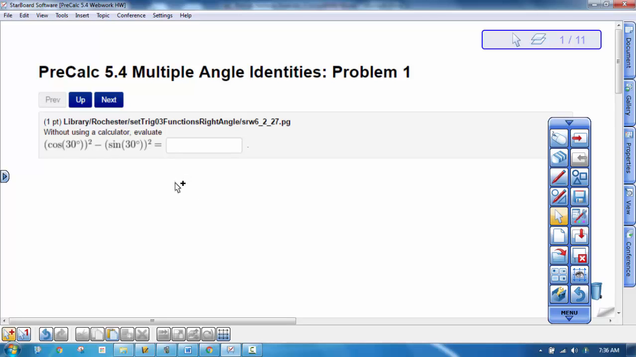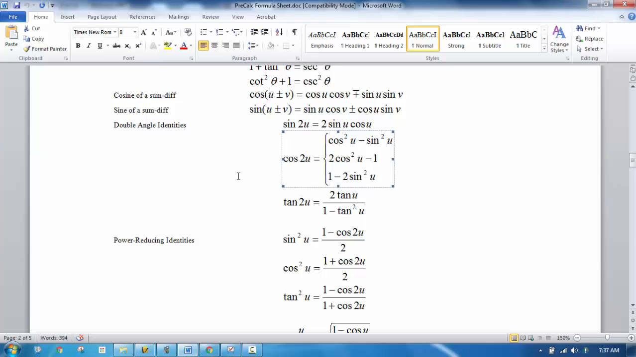Okay, this is 5.4 homework. Today in the homework we're going to be using the formula sheet quite a bit because we have double angle identities, which are here, which give a relationship for sine of twice an angle, and it then reduces it basically because then you have sine of just half that angle.